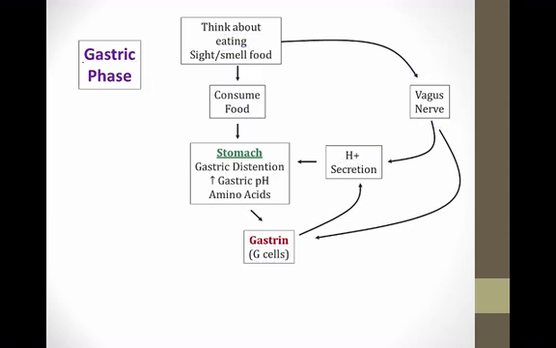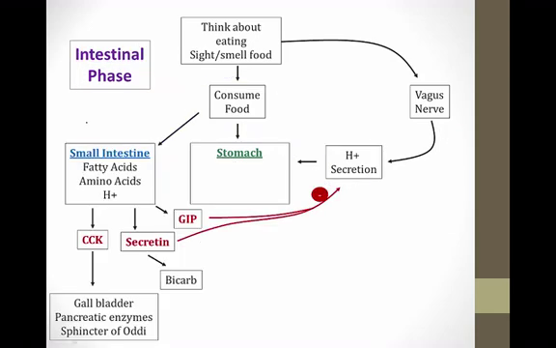The next phase is called the gastric phase. This happens after you consume food and the stomach has become distended. So there's gastric distension. The pH in the stomach begins to rise because it's been exposed to food, which buffers the stomach pH. There are also amino acids in the stomach, and all these things can trigger gastrin release from G cells, which can trigger more acid secretion to try and help digest these foods which are now in the stomach.